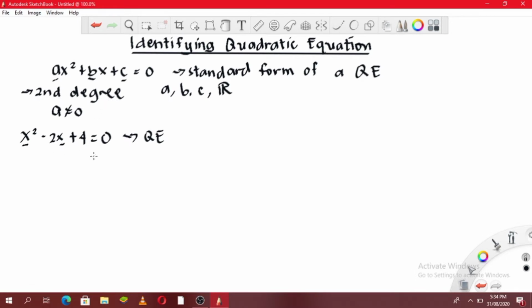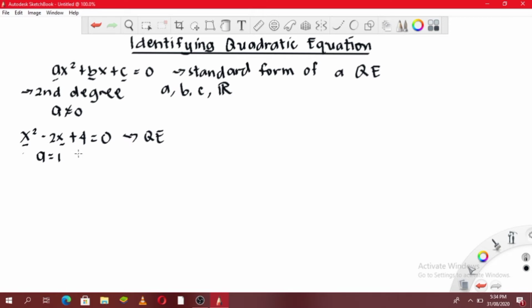At itong quadratic equation na ito ay nakasulat sa standard form. So, naunang nakasulat yung x squared. Identify natin yung a. Yung a is yung number na nasa kaliwa ng x squared. Wala tayong nakikita. So, ibig sabihin, automatic may 1 po siya dyan. So, a here is 1.